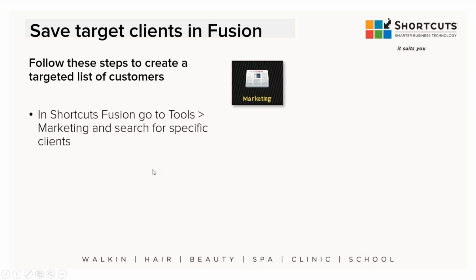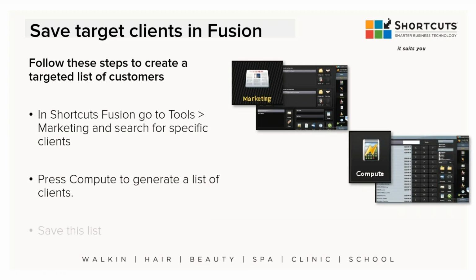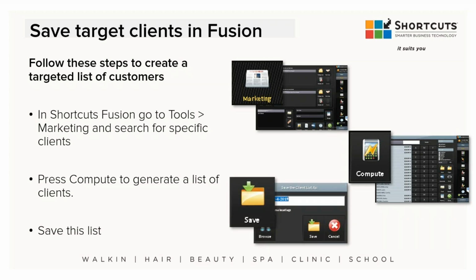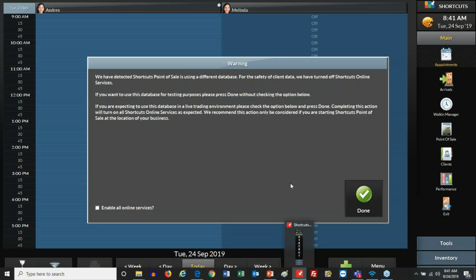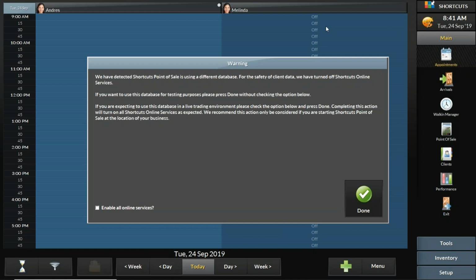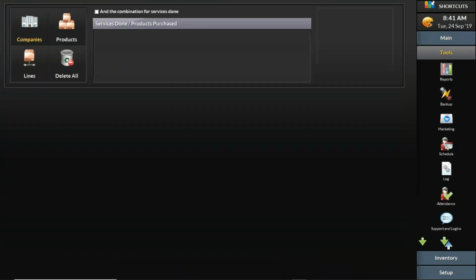So I'm actually going to bring up the Shortcuts point of sale, and we're just going to talk a little bit about the marketing button, how to save it, and where to access it. So you can always choose which directory you're saving it to. So in Shortcuts, I'll bring up my system. It looks like it's launching right now. There we go. So under Tools, Marketing.